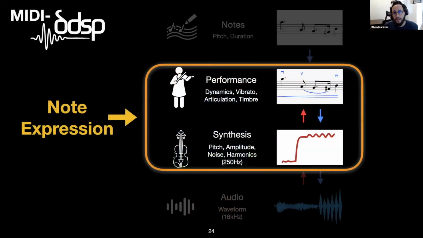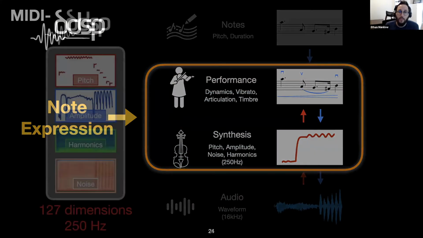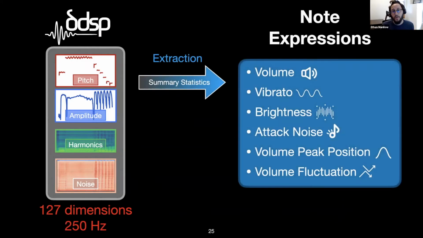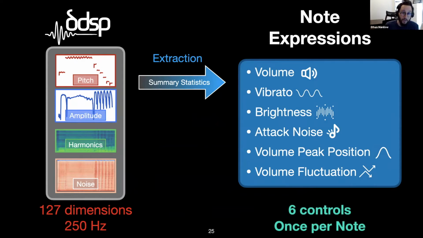So let's move on to the next level, the note expression module, where we transform these low-level synthesis parameters into a set of high-level note attributes. As I just mentioned, the raw DDSP synthesis parameters are very high-dimensional, and because of this, in MIDI DDSP, we want to extract a set of summary statistics that determine the expression of each note, yet another analysis step. So we define 6 summary statistics that are analyzed from these synthesis parameters and dynamically pooled over the duration of the note, where we're left with 6 controls that occur once per note versus 127 synthesis parameters that happen 250 times per second.